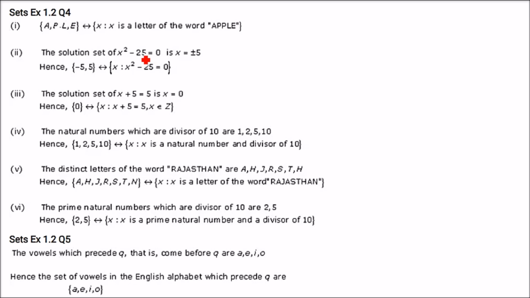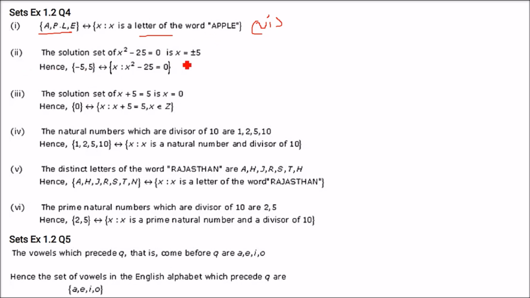Now we have to match each of the sets on the left in the roster form with the same set on the right described in the set builder form. So this we have on the left hand side A, P, L, E. And if you see on the right hand side, the sixth one has X is such that X is a letter of the word apple. So this will match with X is a letter of the word apple.